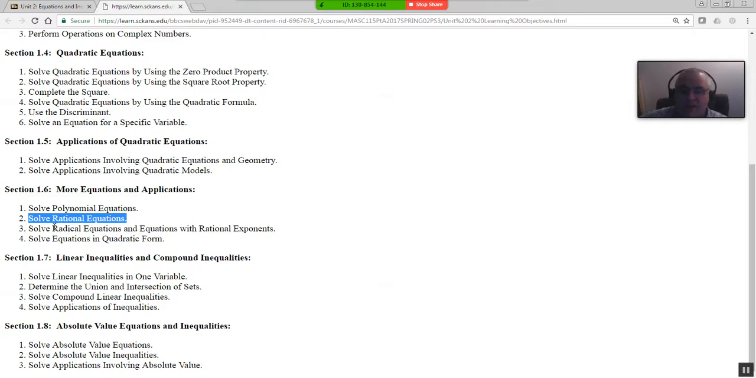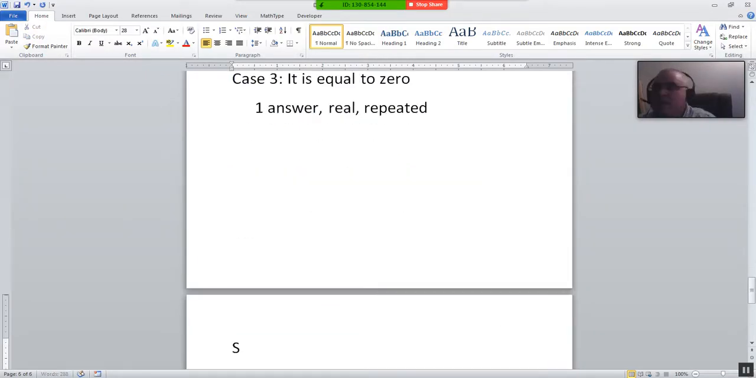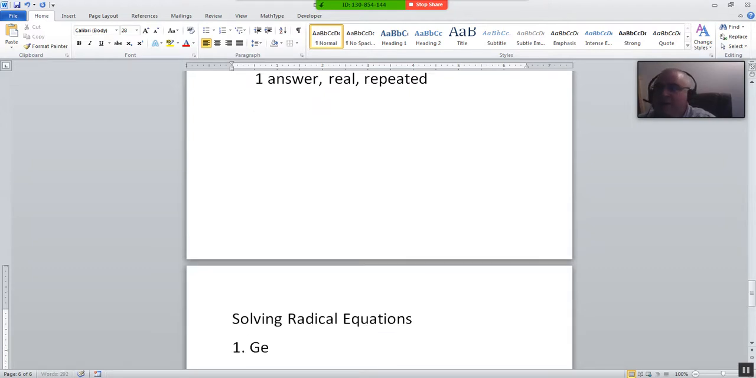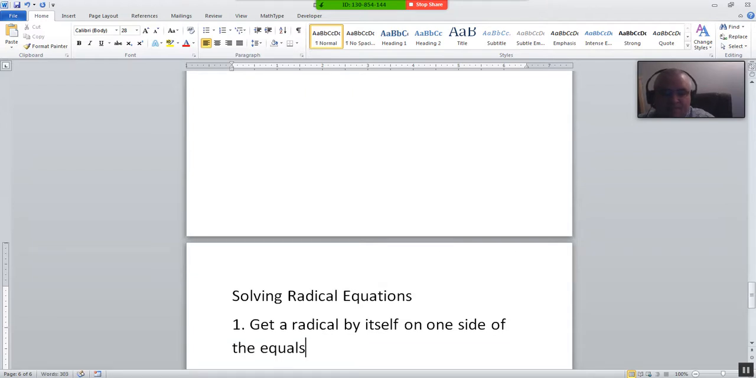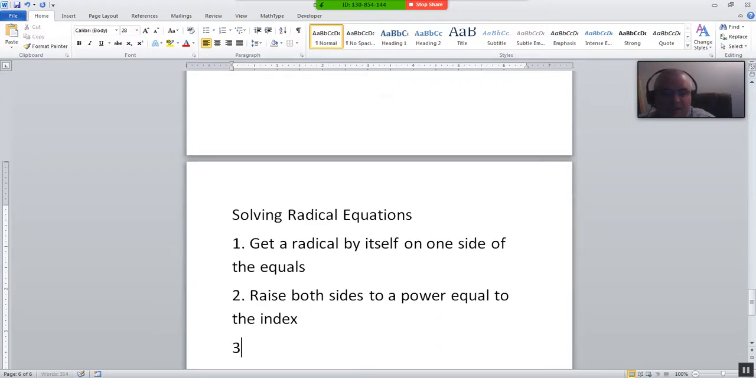And let's take a look at radical equations. So solving radical equations. Step 1, get a radical by itself on one side of the equals. We'll talk more about what that means. Step 2, raise both sides to a power equal to the index. Step 3, if more radicals, go back to step 1.